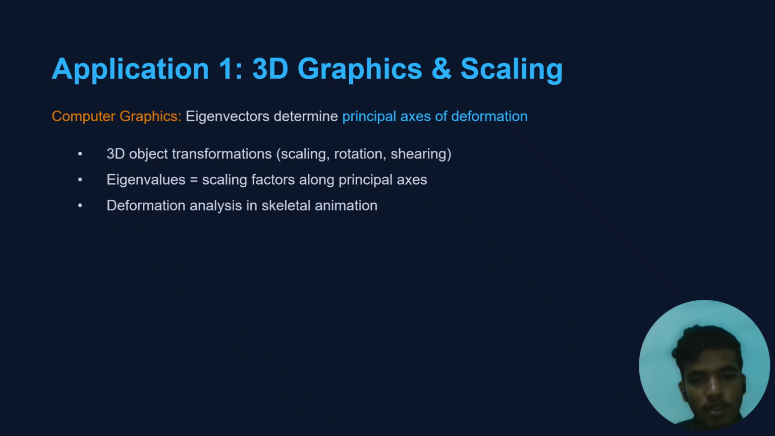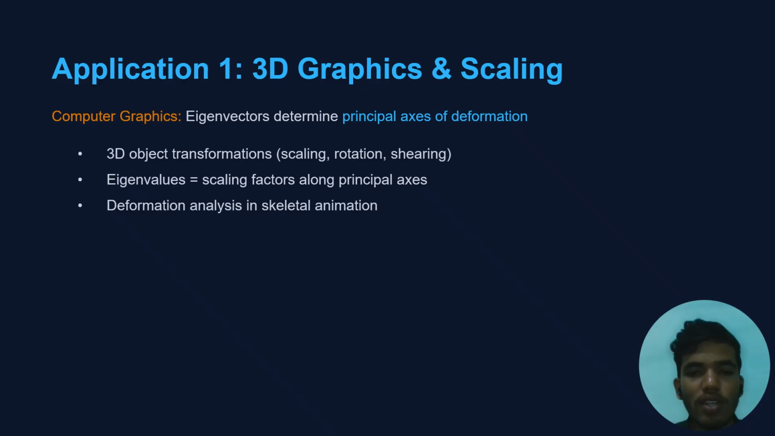Eigenvalues and eigenvectors have special influence and have made a lot of contribution to technology. So when we take a closer look at real world applications, in 3D graphics and scaling, that is using GPUs in computer graphics, eigenvectors determine the principal axes of deformation. That means we can form a 3D object by using scaling, rotation, and shearing. Eigenvalues are the scaling factors along principal axes.